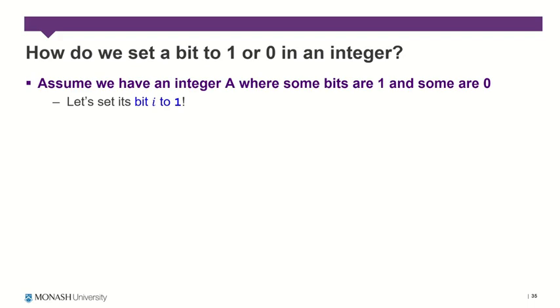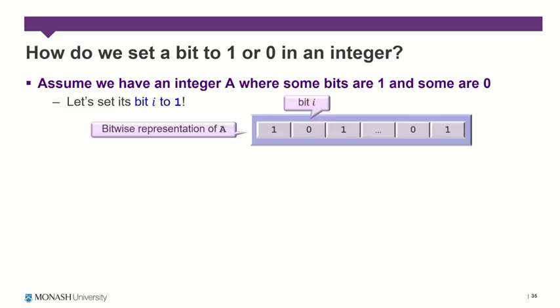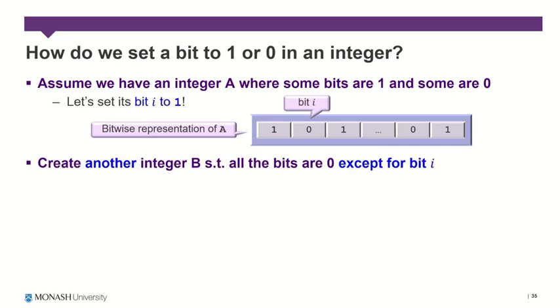Okay, how do we set bits from 1 to 0 in an integer, basically for adding or removing elements? Assume we have an integer I where some bits are 1 and some are 0. In this example, we want to set bit i equal to 1. You can see it's currently equal to 0. So we create another integer b with all the bits set to 0 except for the bits that we're trying to set.